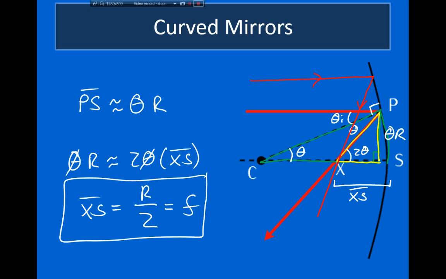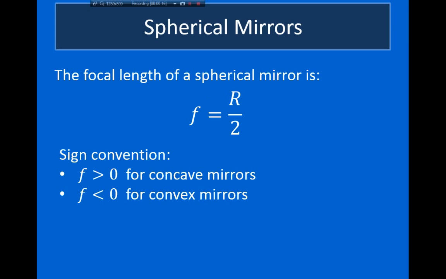And this is an extremely important formula, this relationship between the focal length and the radius of a spherical mirror. The reason this is so important is because in many of the problems that you'll see on the homework and on the test that involve spherical mirrors, you'll be given the radius of the spherical mirror instead of the focal length. So you have to know that the focal length is equal to the radius divided by 2.